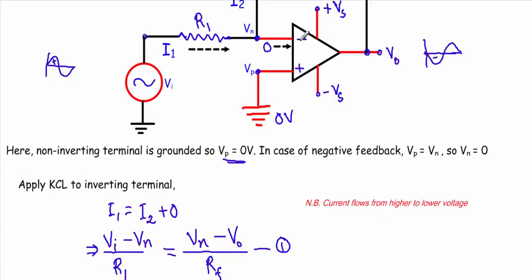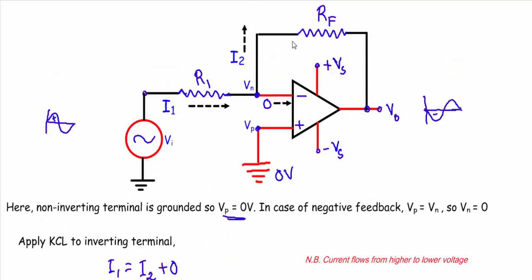The current through this path is 0 and the current through this path is flowing in this direction. As current is flowing in this direction, this terminal is at higher potential and this terminal is at lower potential. So the voltage difference will be Vn minus Vo, divided by this resistance. Ohm's law: I equals voltage difference divided by resistance, higher voltage minus lower voltage. So I can write Vn minus Vo divided by Rf.